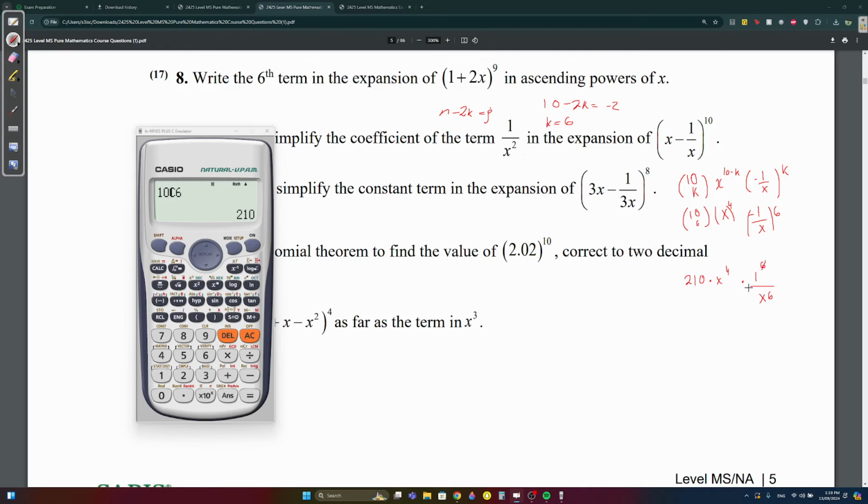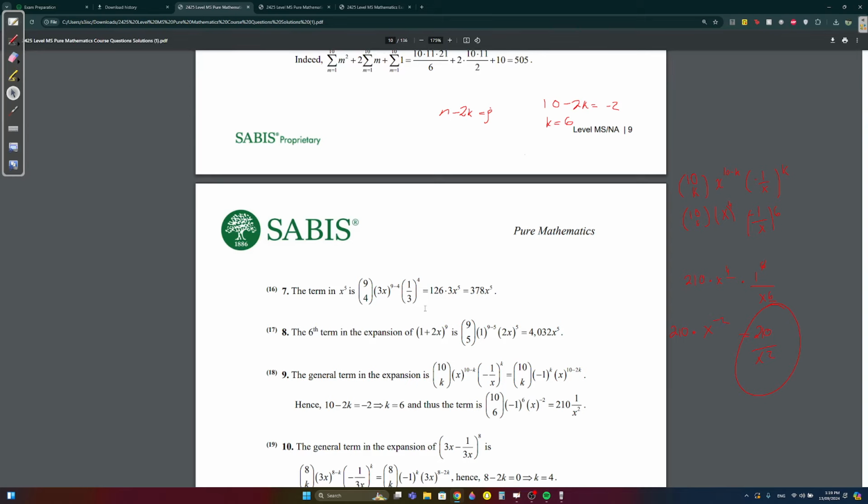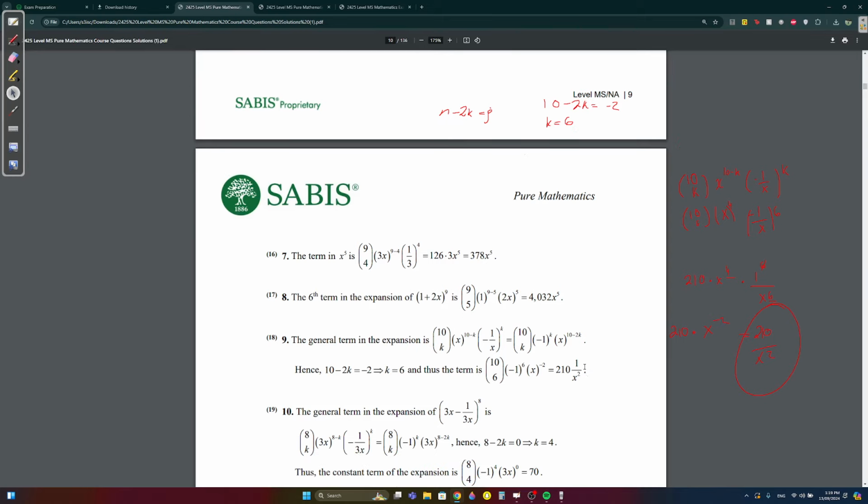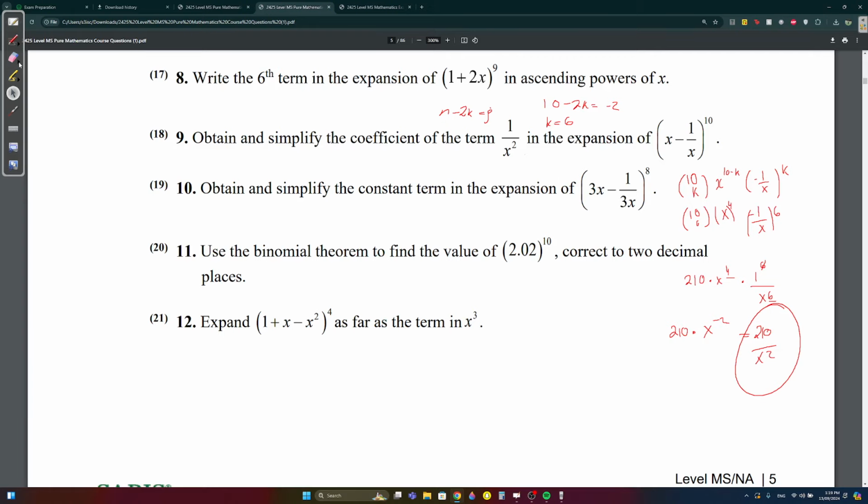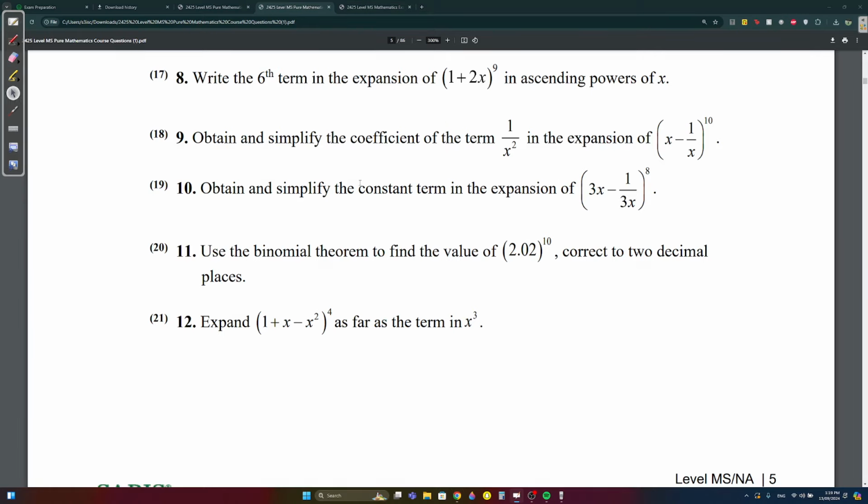Anyway, here, can we cancel this 4 and this 6? Yes, we can. 4 minus 6 is going to become x to the power of negative 2. You get 210 times x to the power of negative 2. How do you make it positive? You just take it down. So 210 over x squared. So what's your answer? It should be 210. Yeah, 210. You should start to be quick with it.